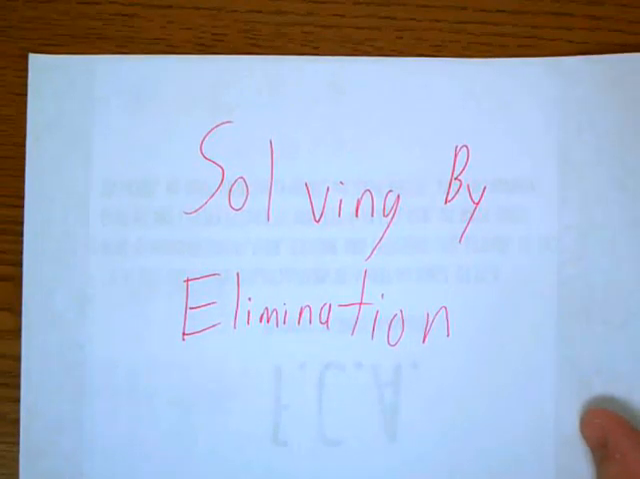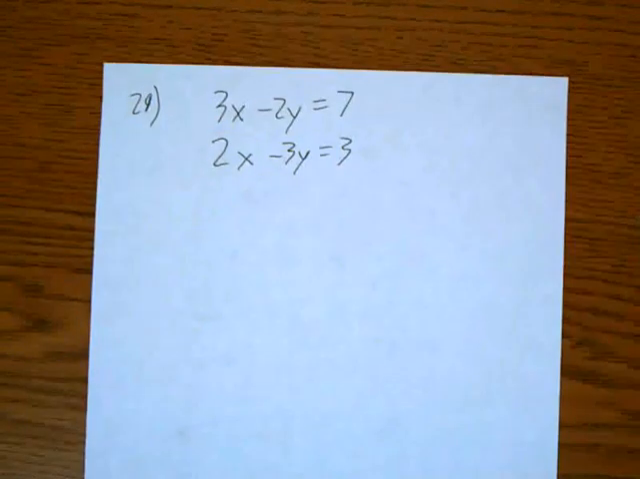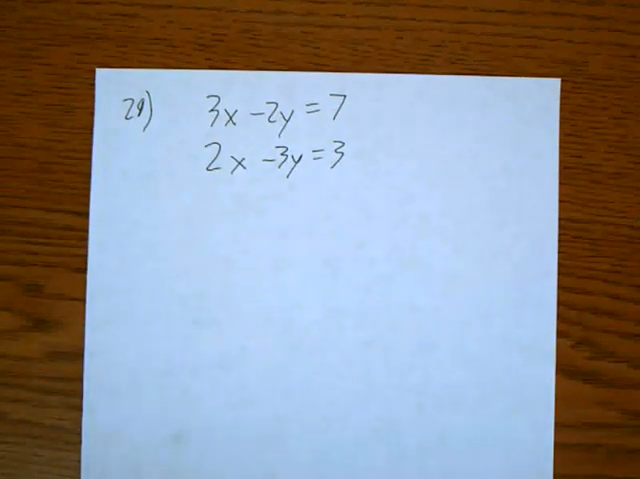We are going to work problem number 29 from the State Study Guide. We are given a system of equations. In this case, we're going to use elimination to find our solution.